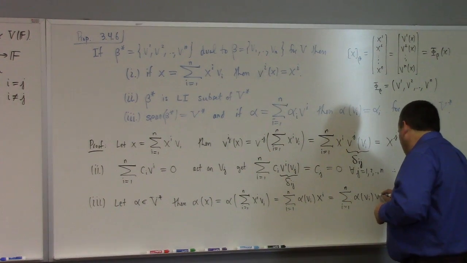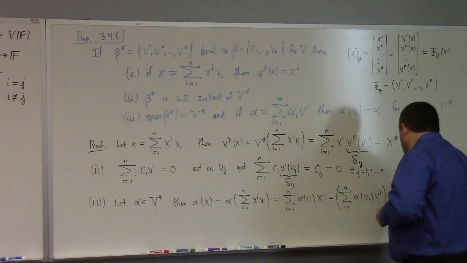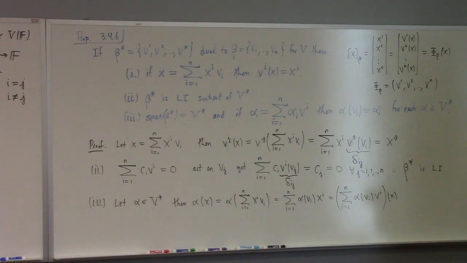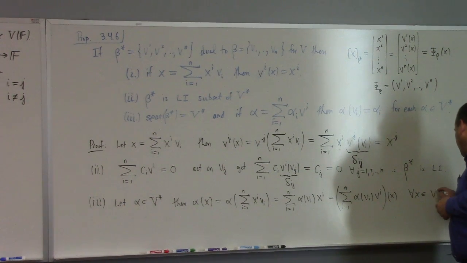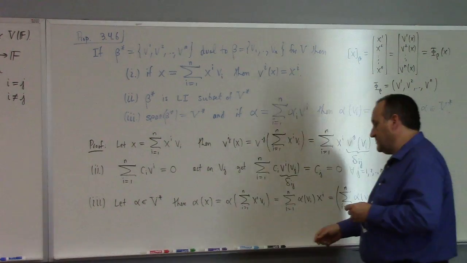So what is that? Well, that's the sum over i equals 1 to n of alpha of vi, and by part 1, this is vi of x. Part 1, we have that vi acting on x is x upper i. But then by the definition of how we add maps, I can pull the sum out like that. What does it mean if this holds for all x? See what we have? We have alpha of x.